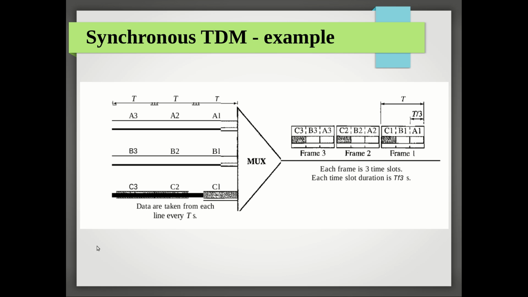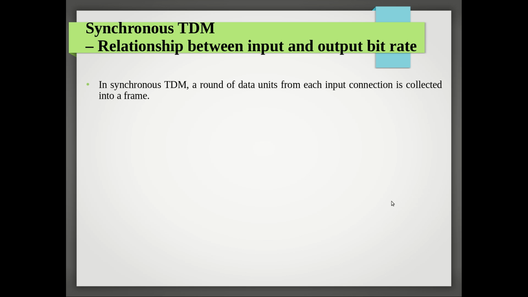So data is taken from each line in every t seconds. At the end of t seconds we are taking data from that buffer. Each frame is 3 time slots, and each time slot duration in the outgoing link is now t by 3. This figure I took from the Forouzan textbook. Some kind of mistakes are there, like printing mistakes. So this is t by 3 seconds.